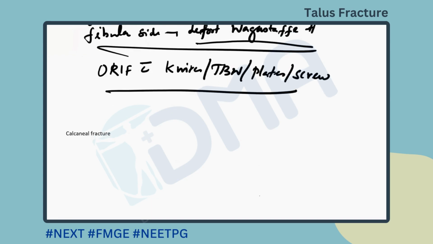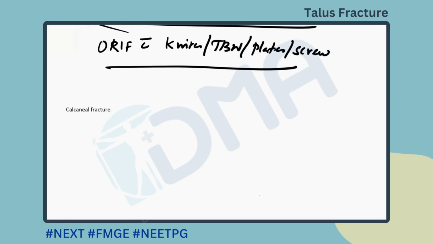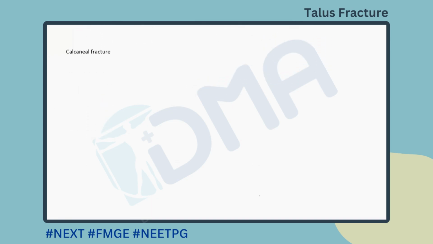Now coming to the calcaneal fracture. Calcaneal fractures are commonly seen in a person who jumps from a height and lands on his feet. That's why it is called jumper's fracture. Mostly those who jump are those who fail in love, so it is called lover's fracture. Don't jump, guys.